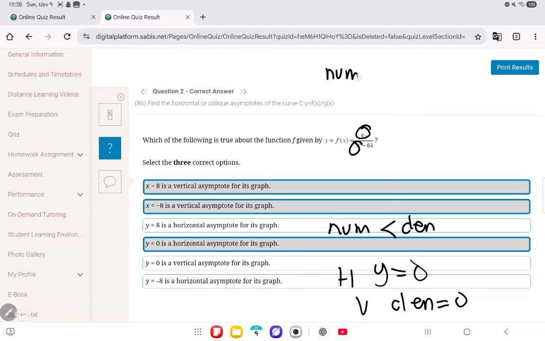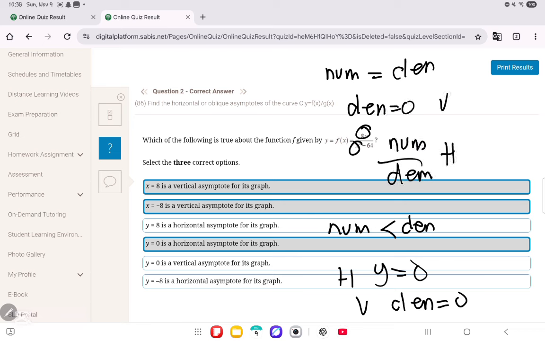Now, if the numerator is equal to the denominator, then denominator equal to 0 is for the vertical, and numerator over denominator is for the horizontal. And then if the numerator is equal to the denominator plus 1, we have an oblique asymptote, okay?